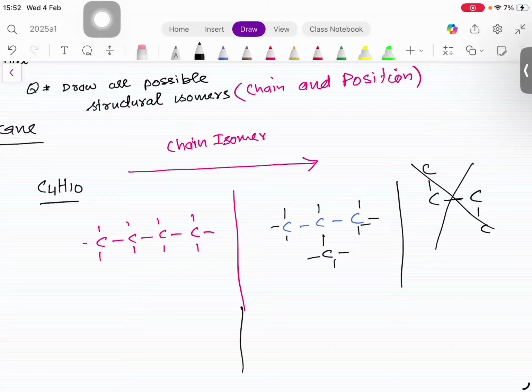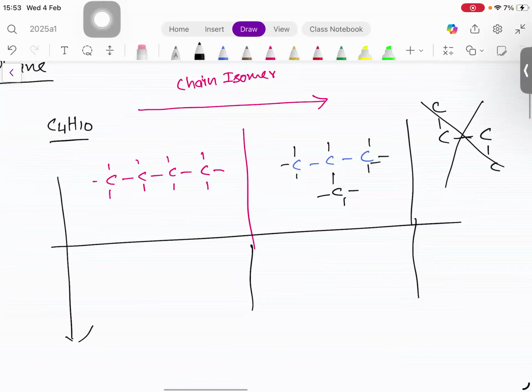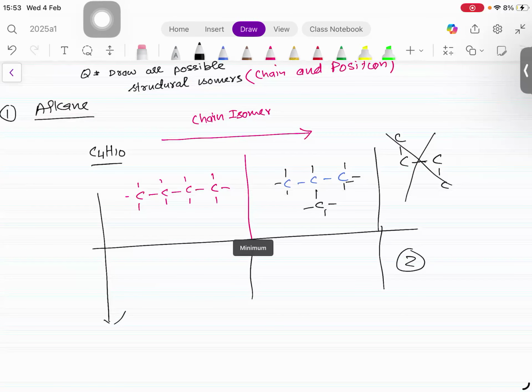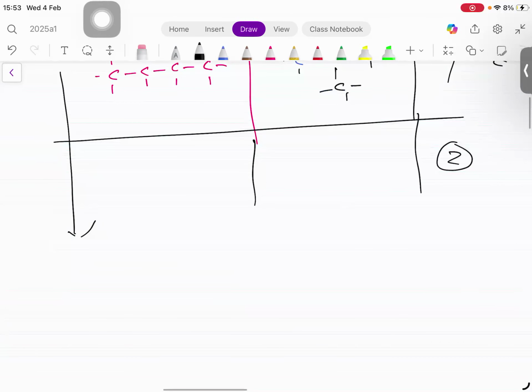Now every time you have made a chain isomer, you have to look for the position isomers of these chain isomers as well, by changing the position of the functional group. But alkanes luckily do not have any functional group. So we say they do not have to change the position of the functional group. So in short, there are only 2 possible isomers for C4H10, right? Similarly, there's another alkane, C5H12.